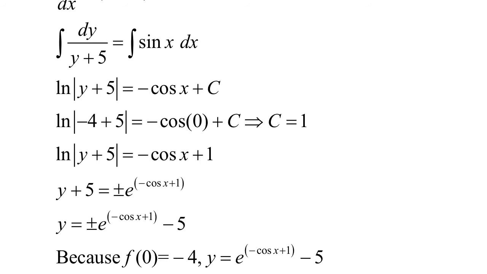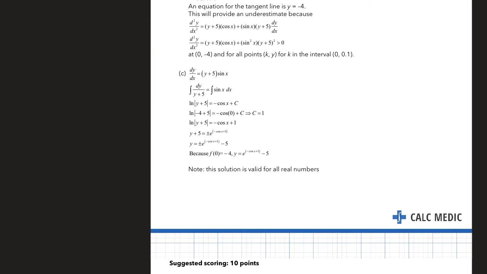And then, they got rid of the absolute value and chose the positive version because f of 0 is -4. So you'd think you'd pick the negative version, but no, because if you put a negative in there, then it would be -6. Or no, negative, I don't know what it would be. It wouldn't give you -4 like it's supposed to. Note the solution is valid.